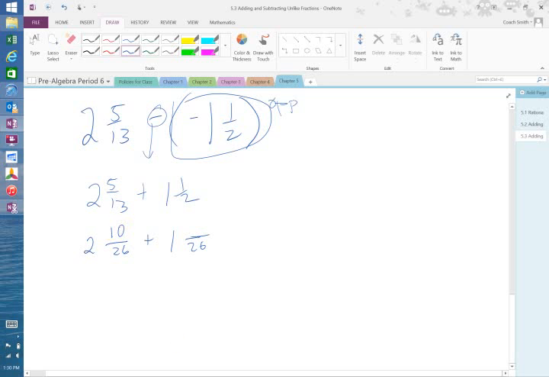That would be 10/26, and that would be 13/26, because we multiplied by 13 on the bottom here, so we do the same thing to the top. Multiplied by 2 here, did the same thing to the top. So you put 10 plus 13 together over 26, and 2 plus 1 together. That would be 3, and that would be 23 over 26. And that's your answer.